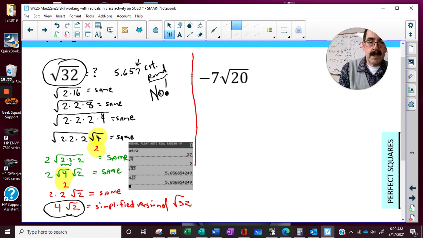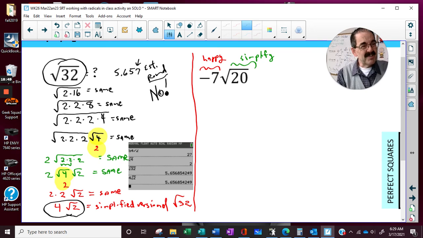Problem number 2. Okay? The -7 we're happy with. But we need to discuss how to simplify the square root of 20. Is there something we can pull out? What are the factors of 20? And again, you can build a factor tree, but I'll bet somebody can just tell us, what are things that multiply to 20? 2 times 10? What else? 4 times 5. All right.